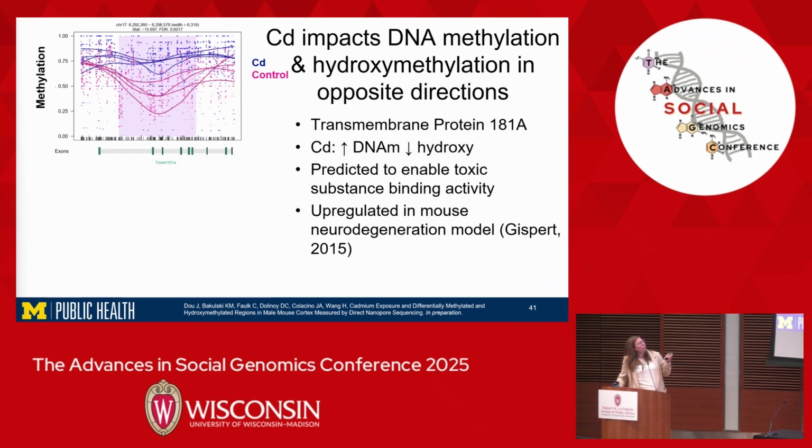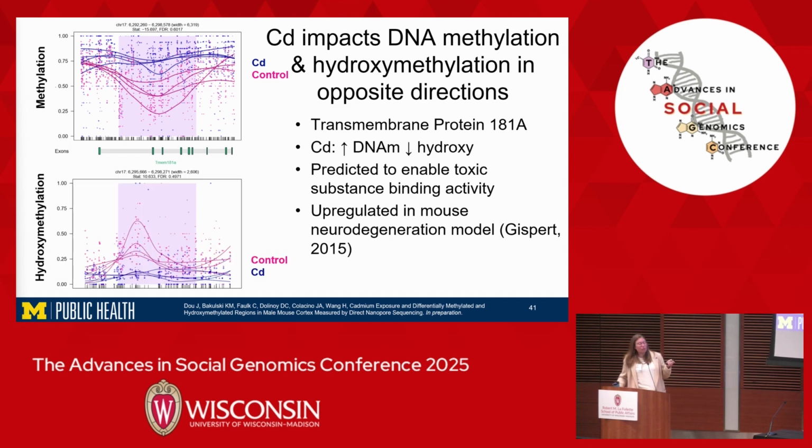Here's a differentially methylated region. On the x-axis is the genomic loci. The y-axis is the amount of DNA methylation, and in pink are the controls. They've got lower methylation, and the cadmium exposed have high methylation. That same region with hydroxy is exactly the opposite, where the exposed have low methylation and the controls have high hydroxymethylation. So they're complete opposite responses that under our normal approach, like an Illumina methylation array, would have collapsed all of these together and you would have seen no effect.